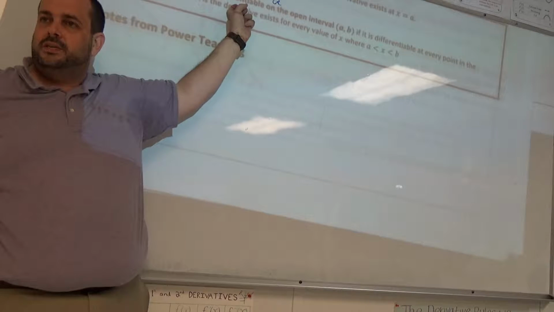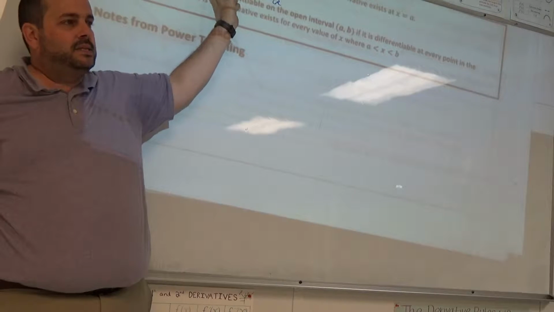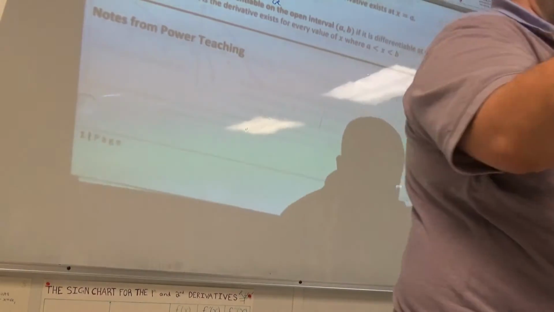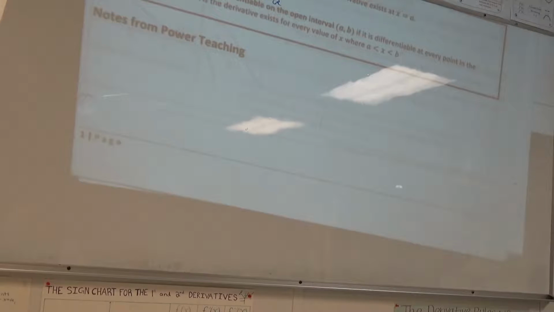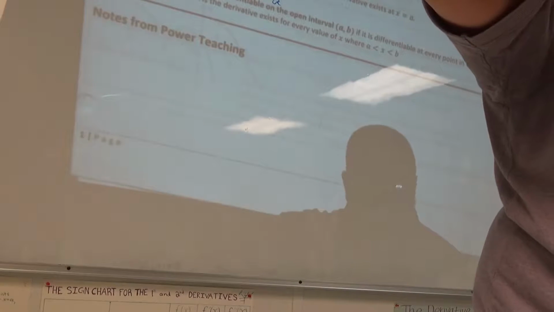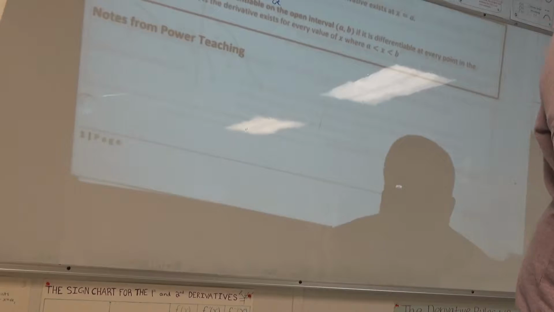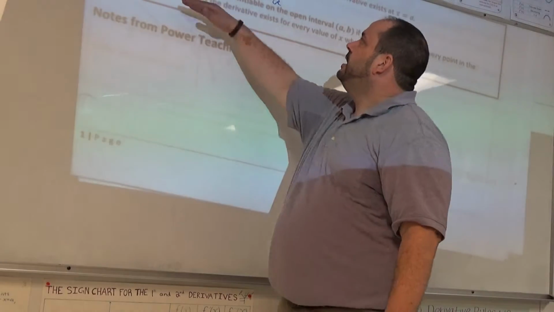Anybody remember why a limit wouldn't exist? Edgar, why wouldn't a limit exist? Oh, Edgar, you looked so eager. I thought it was there on the tip of your tongue. Eunice, can you help him out? If the limit from the left and the limit from the right are not equal to each other, then you would say the limit doesn't exist.